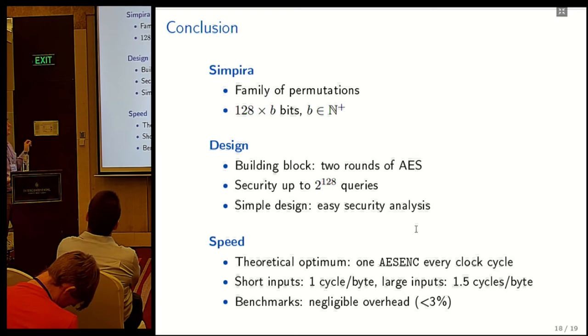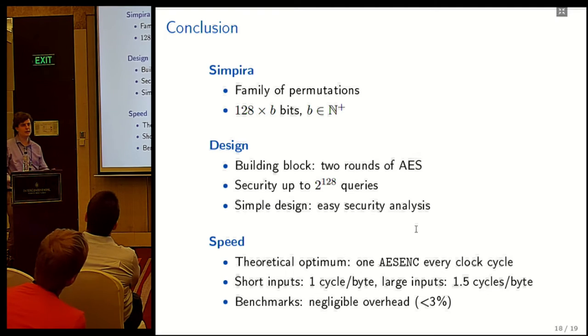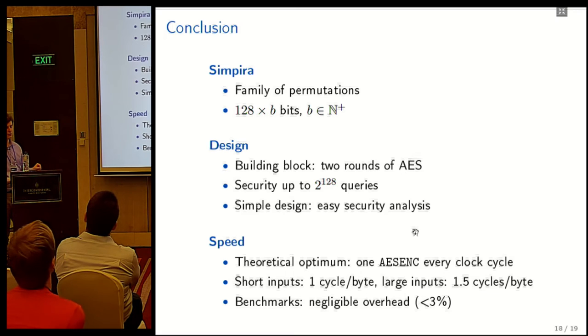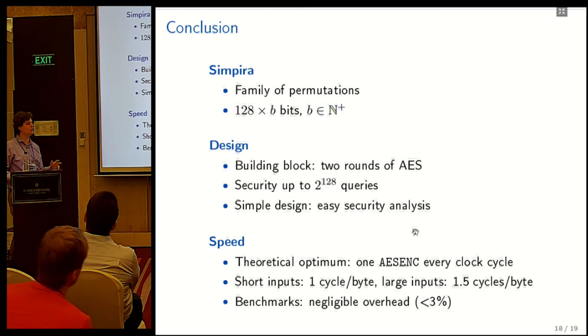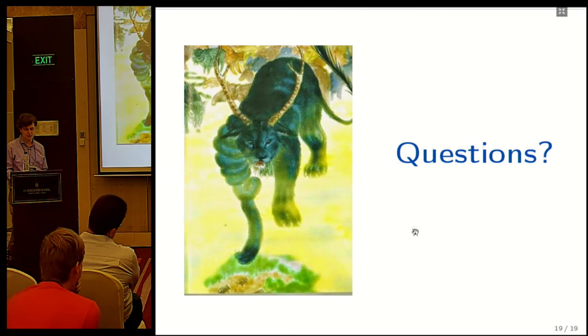So Simpira is a family of permutations based on the AES round function that supports any multiple of 128 bits. It uses as a building block two rounds of AES and claims not only an easy security analysis, but also security up to 2^128 queries. And when you look at the implementation figures, we show that we are very close to the theoretical optimum, which would be to dispatch a new AES round instruction every clock cycle.